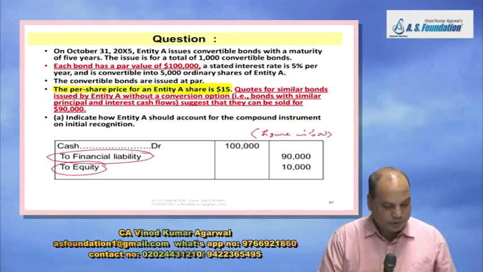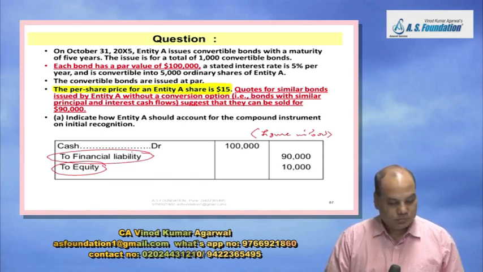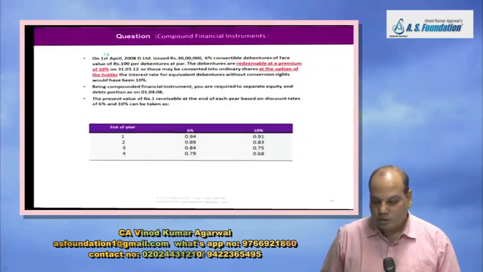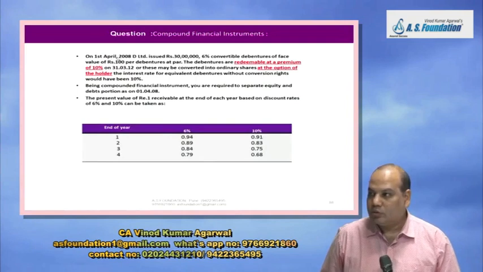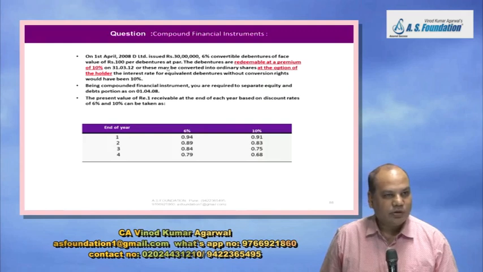Okay, after these three simple questions, now come to question number 21. Ready? On 1st April 2008, D Limited issued rupees 30 lakh 6% convertible debentures of the face value of rupees 100 per debenture at par. So what is the proceeds? 30 lakh. Amount received 30 lakh.